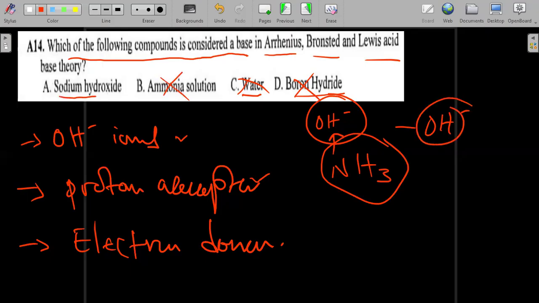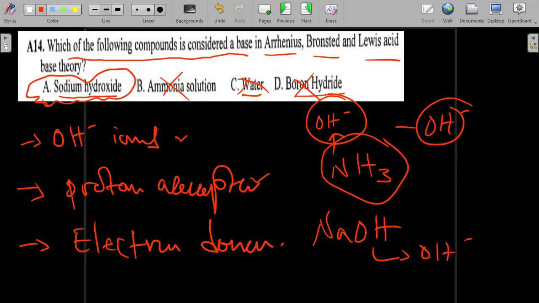So we just remain with sodium hydroxide. We can see that it can donate the OH minus ions, it can also accept a proton, and it can also donate electrons. So the one that satisfies all the definitions here is just sodium hydroxide. So you pick sodium hydroxide there.